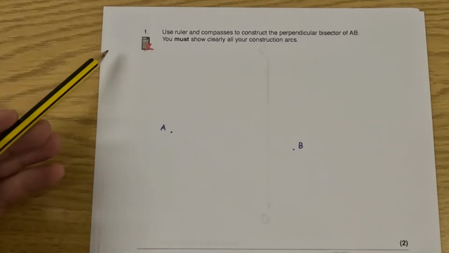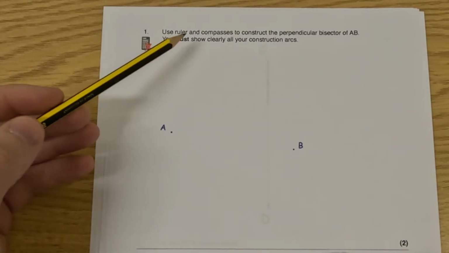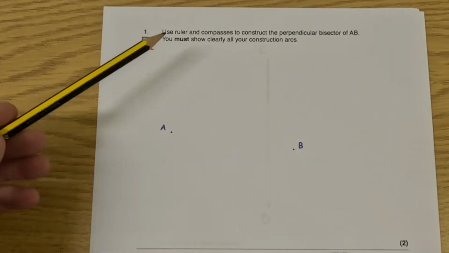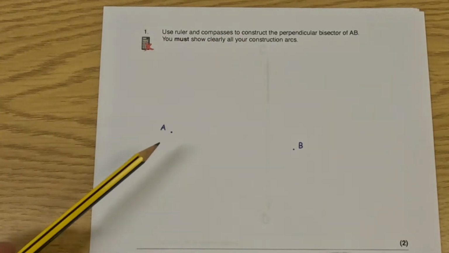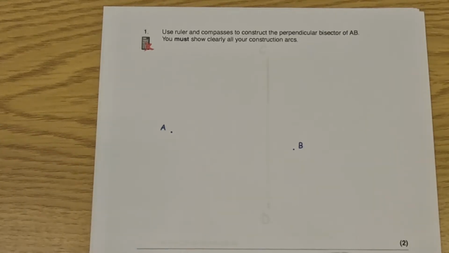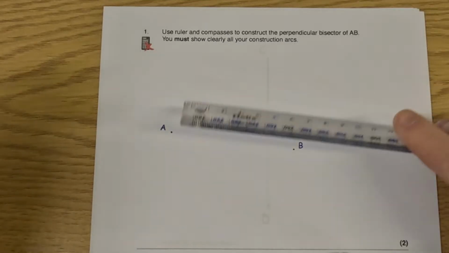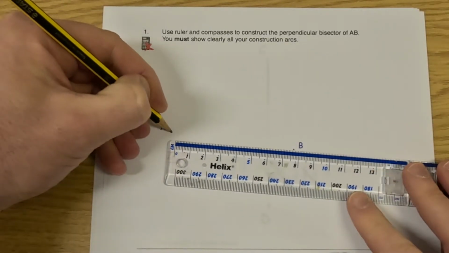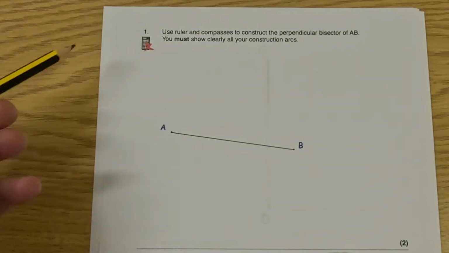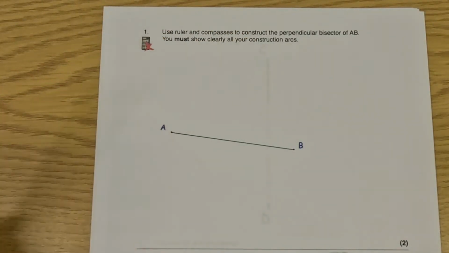Okay, so let's have a look at question number 1. Question number 1 says, use a ruler and compasses to construct the perpendicular bisector of AB. And we've been asked to clearly show our construction arcs. So we've got the point A here and the point B here. Let's join them up to make the line AB. So let's get our ruler and take our pencil and join up those points A and B. So that's the line AB. And we've been asked to construct the perpendicular bisector of AB.